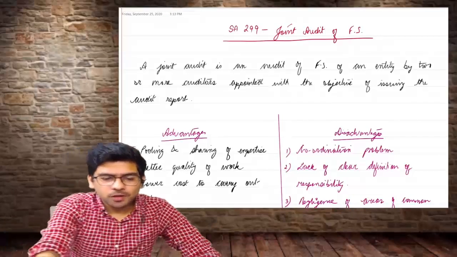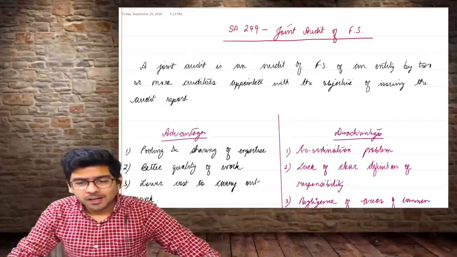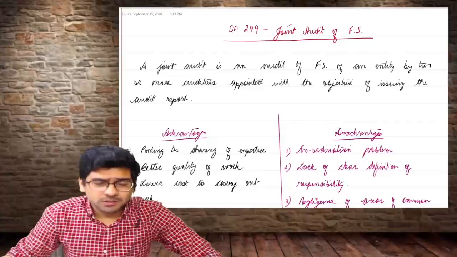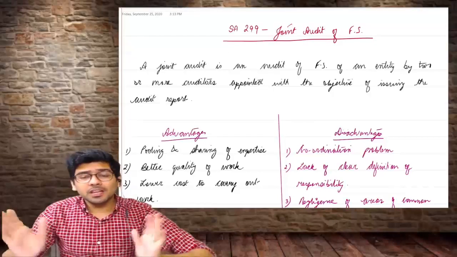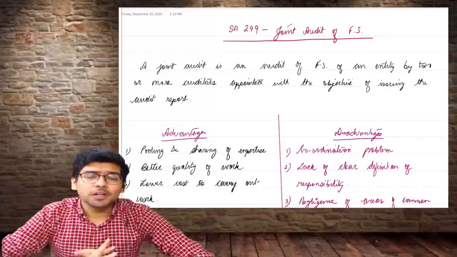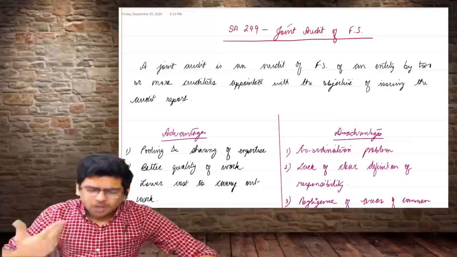Yes, the answer should be what? Obviously the big companies, right? In case of a small company, perhaps one single auditor will be able to complete the audit within the given time frame. But in case of large organizations, they have the concept of joint auditors. Okay, so what are the advantages?